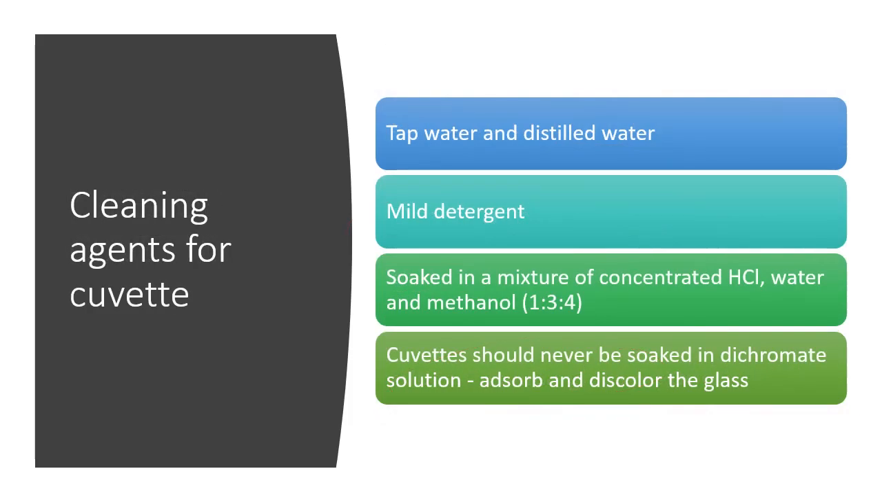Cleaning agents for cuvette, you can use tap water or distilled water, mild detergent. It can be also soaked in a mixture of concentrated hydrochloric acid, water, and methanol at a ratio of 1:4. Next, cuvettes should never be soaked in dichromate solution. It can absorb and discolor the glass. Okay, so as much as possible, we want the glass and the cuvette to remain clear. So ayaw nating ma-discolor yung glass.